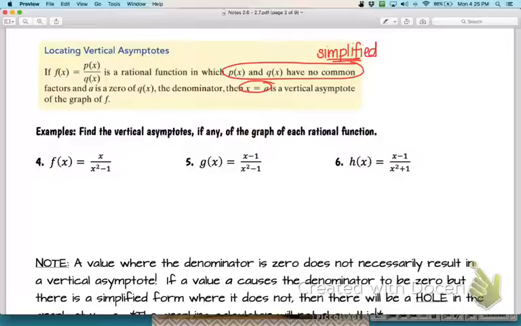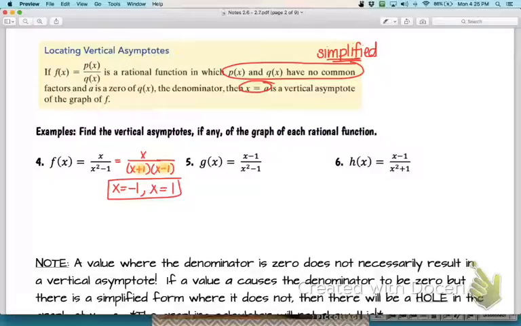So the first step for all of these to figure out what our vertical asymptotes are going to be is going to be to simplify these expressions. So I want to start by factoring. I get x over x plus 1, x minus 1. That's a difference of 2 squares. Nothing cancels out here. So that means that I get an asymptote at x equals negative 1 and x equals positive 1. And again, those are coming from here. Take the opposite, just like we always have been doing. Set those equal to 0 and solve for x, and those are the asymptotes.